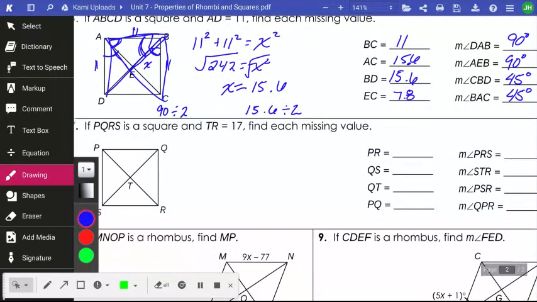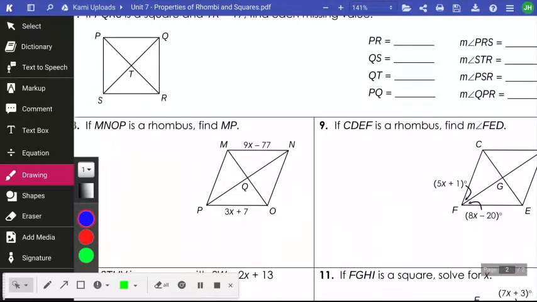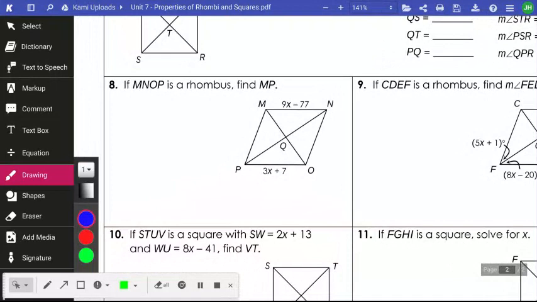PQRS being a square, this is exactly like the one we just did, so we're going to go ahead and move past it. If you need extra practice on it, that's a good one to do. But let's go ahead and do this rhombus. We know the opposite sides of a rhombus are equal, and we're looking to find MP. So if I can find either of those sides, all the sides are equal, so we'll be able to find MP. So we will first set equal our two equations.